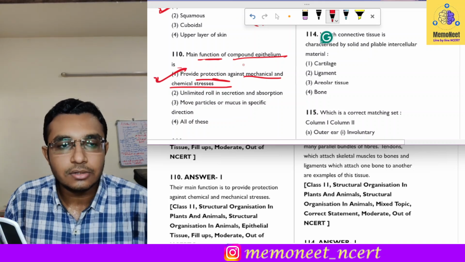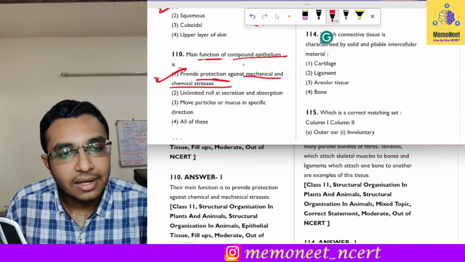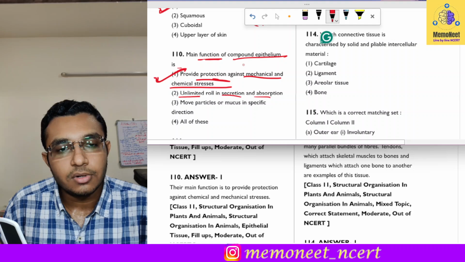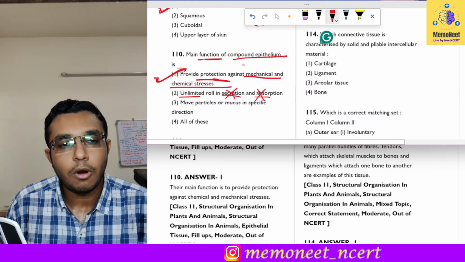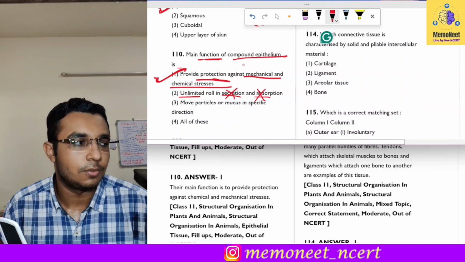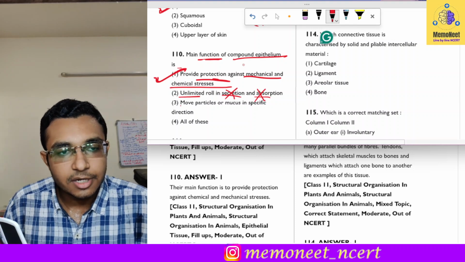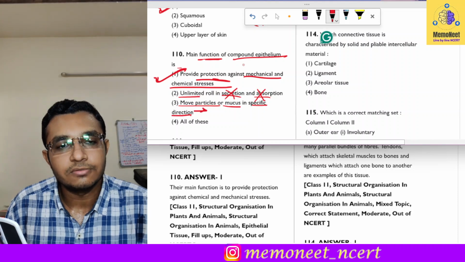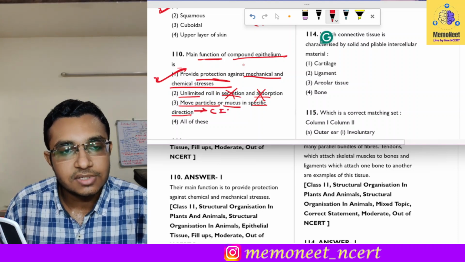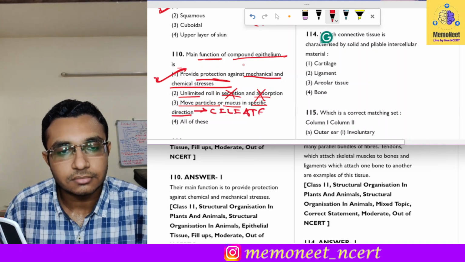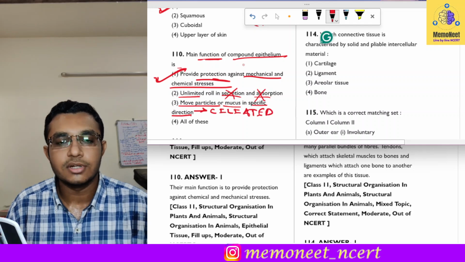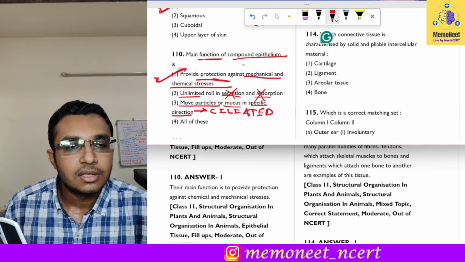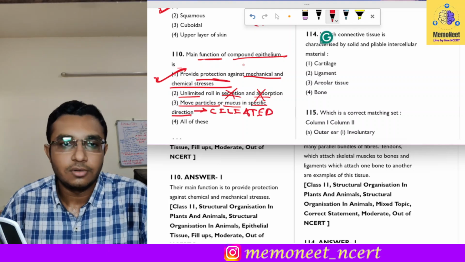Let us see the other two options also, that it has unlimited role in secretion and absorption. So no, it has very limited role in secretion and absorption. Okay, so it is not mainly involved in secretion or absorption. Okay, so that is incorrect. The third is it moves the particles or mucus in specific direction. So this is the function of which type of epithelium? It is a function of ciliated epithelium. Yes, it is not the function of compound epithelium. So this is also incorrect. So the correct answer of this question is option 1.